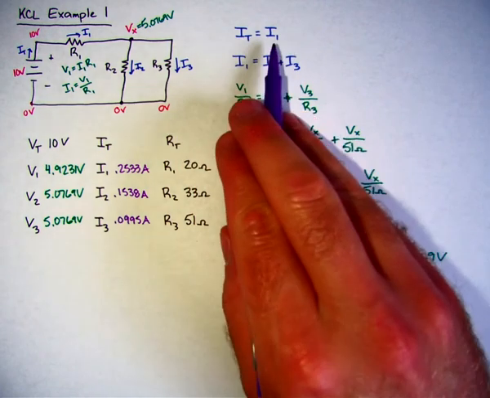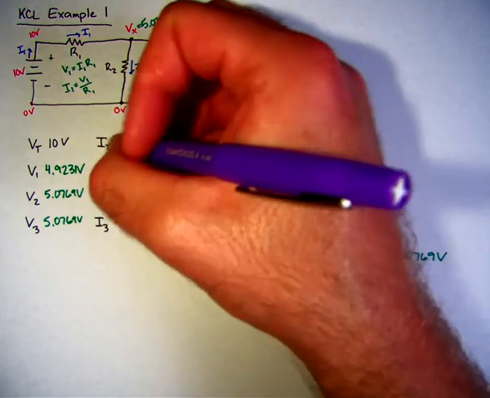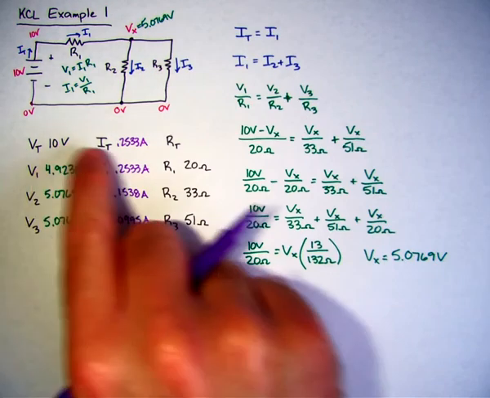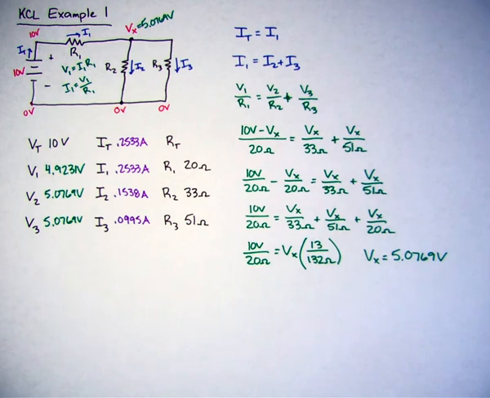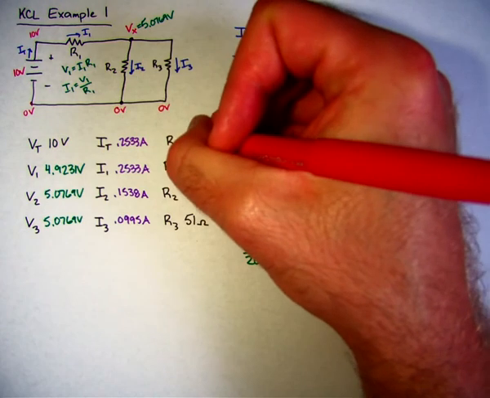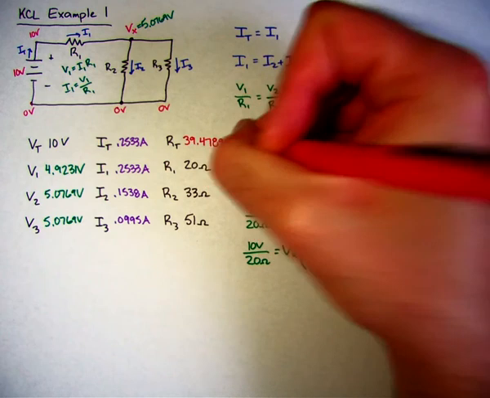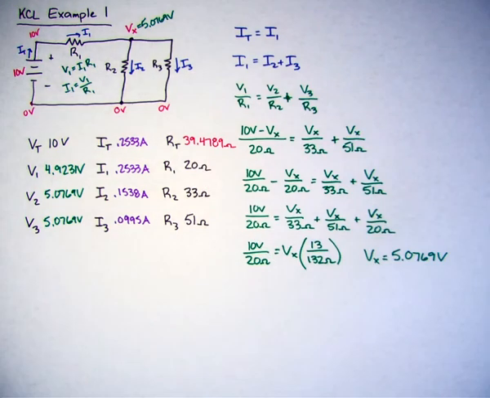And if you remember from the beginning here, IT is equal to I1. So the total current is equal to I sub 1. So the total current is also 0.2533 amps. So if I just again use Ohm's law, I can figure out my total resistance here. So 10 divided by 0.2533 is equal to 39.4789 ohms.